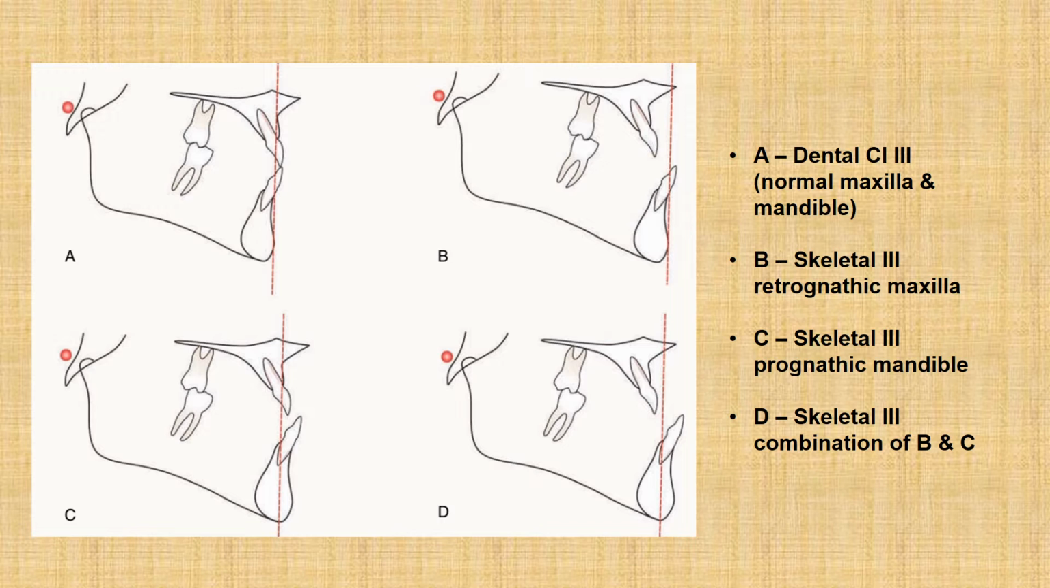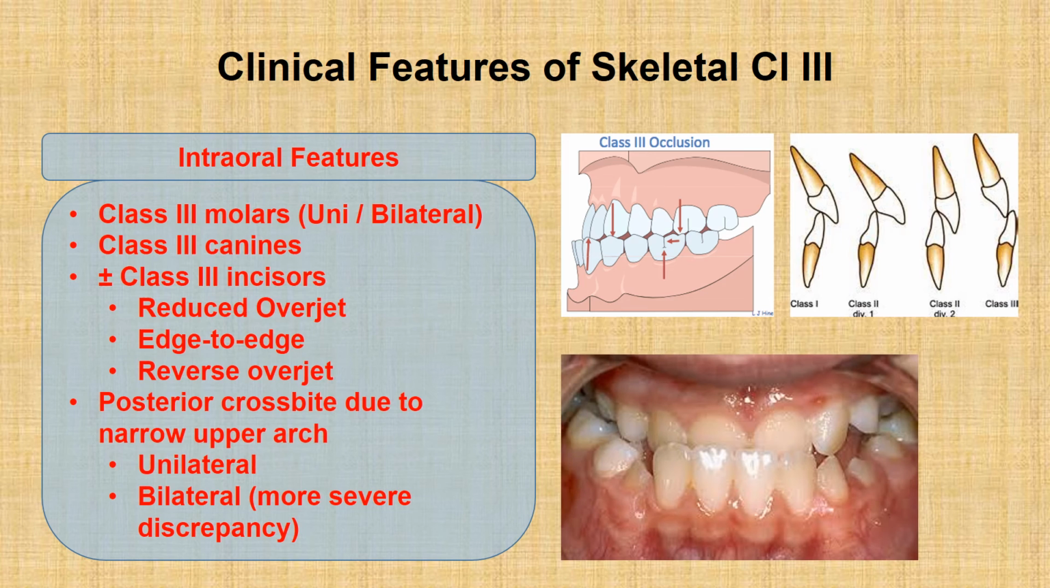In D, it's a skeletal class 3 malocclusion, whereby both the jaw bases are at fault, whereby the maxilla is retrognathic while the mandible is prognathic. Now, what are the intraoral features of a skeletal class 3?